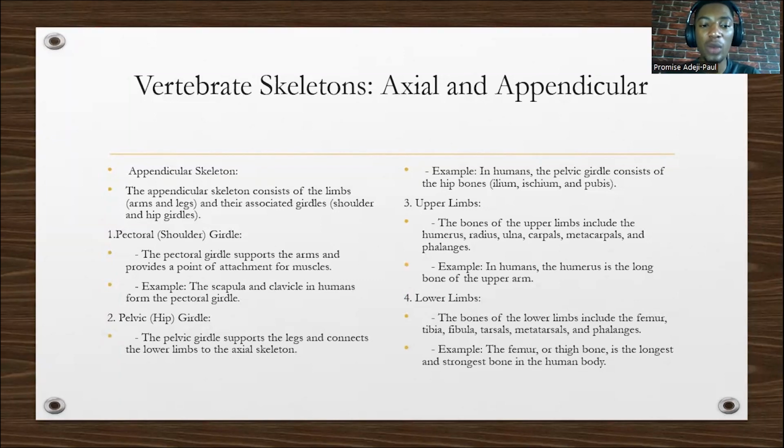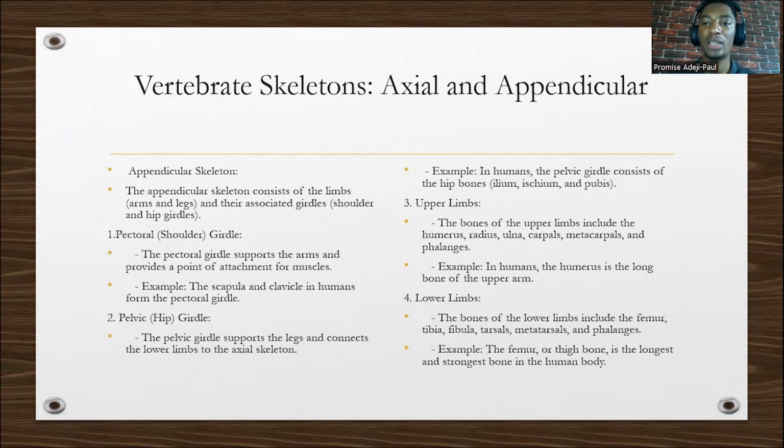What are examples of the pectoral girdle? We have the scapula and also the clavicle. In humans, they form the pectoral girdle. What about the pelvic girdle, also called the hip girdle? It supports the leg and it connects the lower limb to the axial skeleton. Very easy. The pectoral girdle will connect the upper limb, which is your hand, to the axial skeleton, while the pelvic girdle will connect your legs to the axial skeleton.